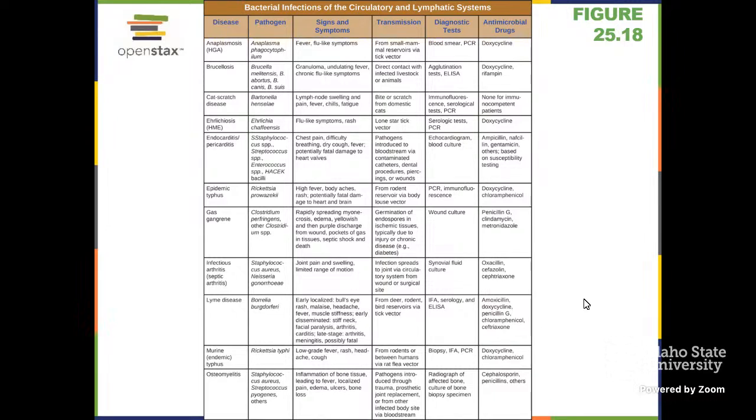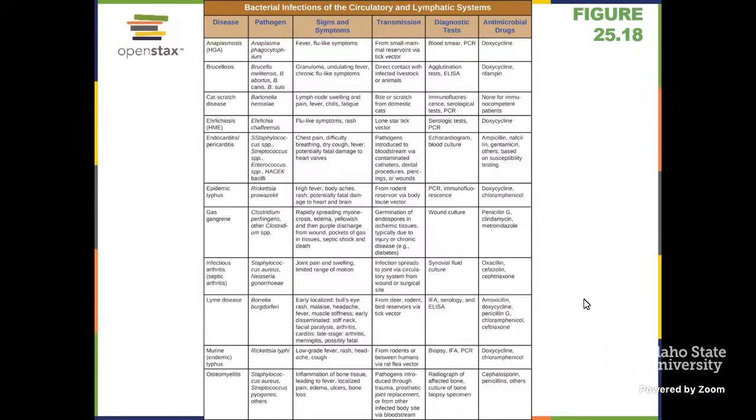Septic arthritis, Staph aureus, and then Neisseria gonorrhoeae are some potentials to cause infectious arthritis or septic arthritis, pain and swelling in the joints. And we see this getting into the circulatory system through wounds or surgical procedures that may lend to that. I about skipped it.